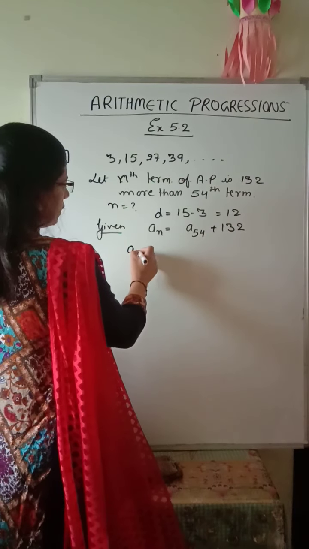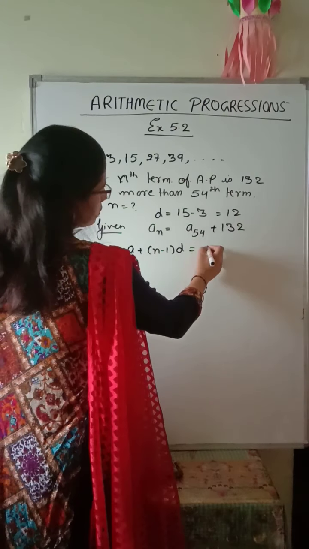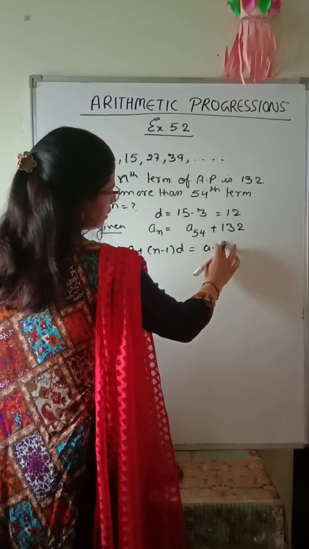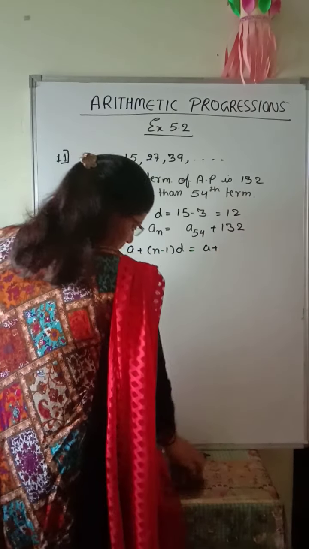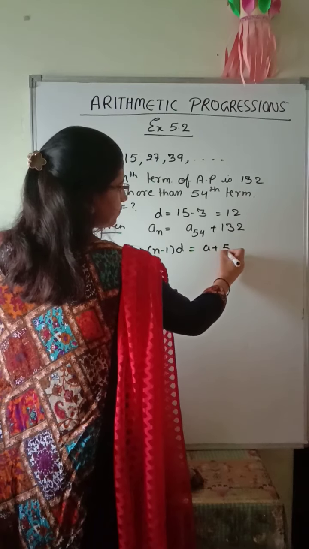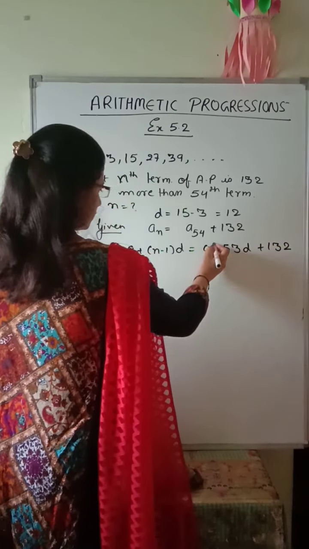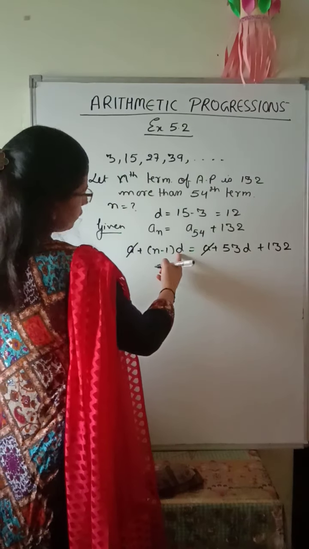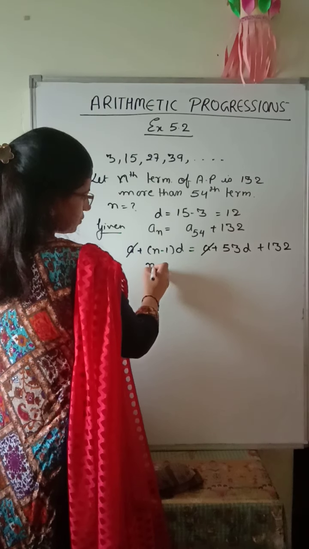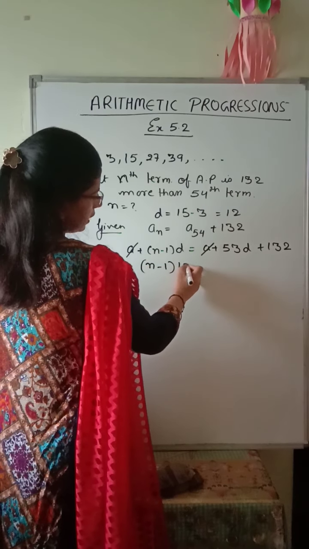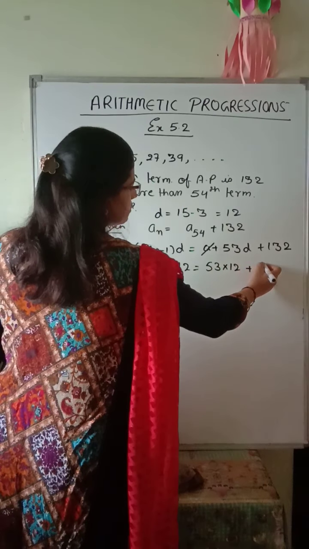Okay. So put the formula of the nth term. An equals A plus n minus 1 into D, equals the 54th term, A plus n minus 1, what is n minus 1? N minus 1 is 53, because it is the 54th term. 53 into D plus 132. Look here, A and A cancel. So we can substitute the value of D from here, 12. So I am substituting the value of D, 12, equals 53 into 12 plus 132.